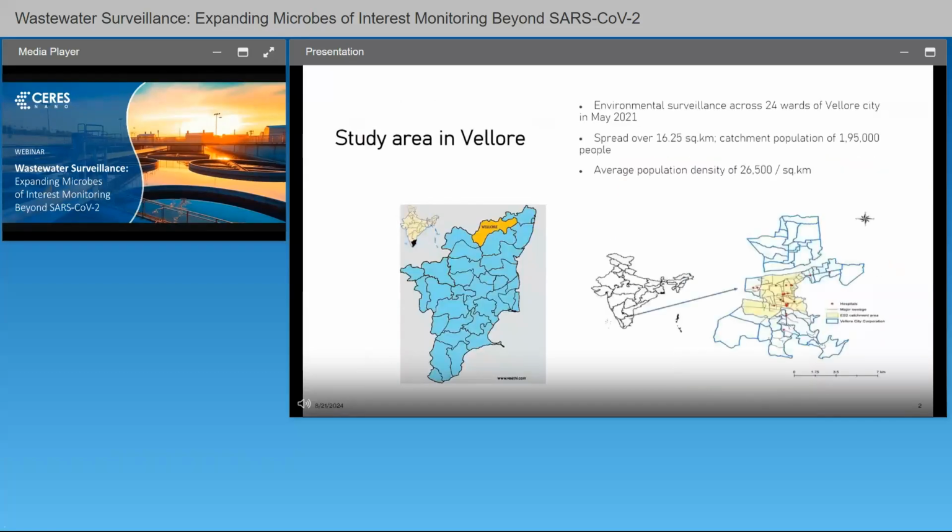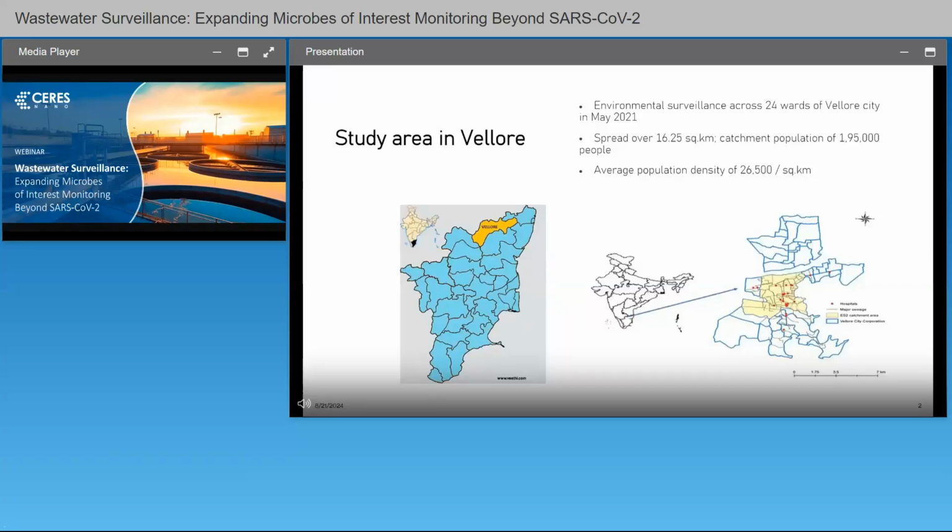Right. So in the initial few slides I'll be providing context for the study, trying to make you understand why we are interested in wastewater surveillance and what we have used it for over the years. So this is the study setting, the study area. You can see on the left panel the map of India. Tamil Nadu is the province that we are in. It is the southernmost state of India, and the colored district, the yellow district, is Vellore.